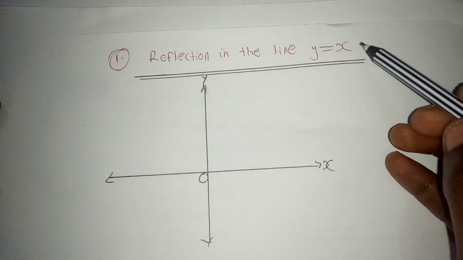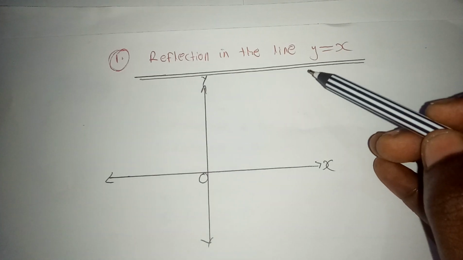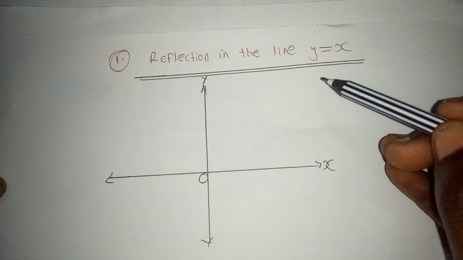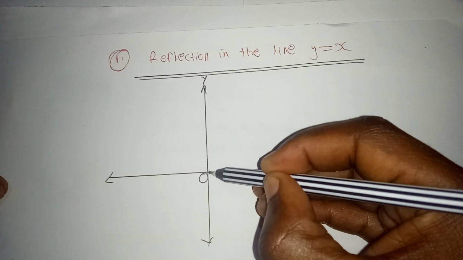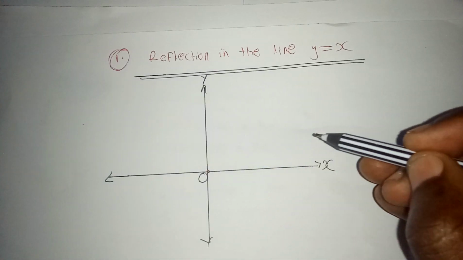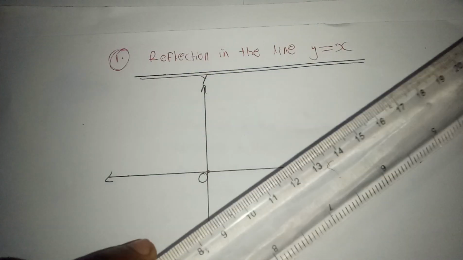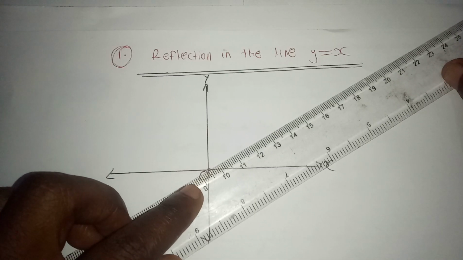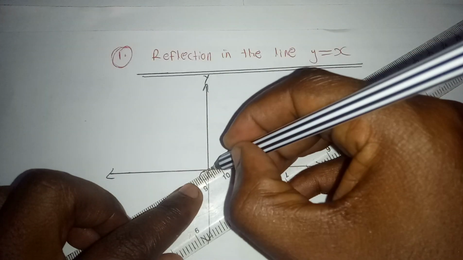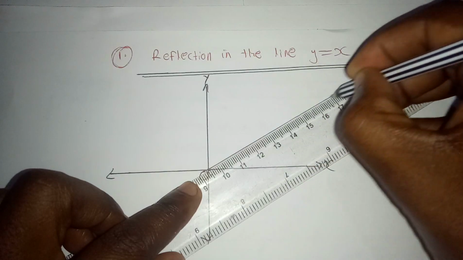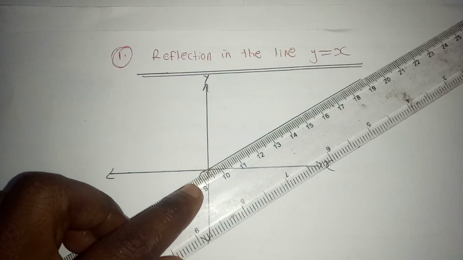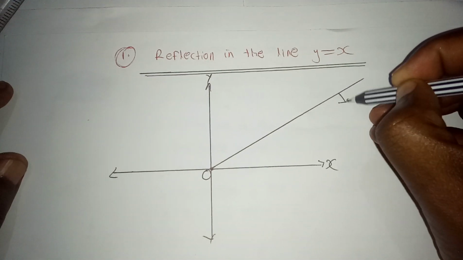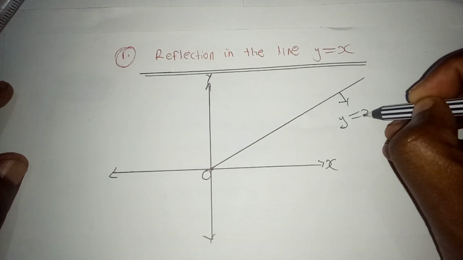Now when we say y equals x, it means whatever value of x should be equated to the value of y. For example, if x is 0, it also means that y will be 0. So you start at the origin. This line, you just have to know that it passes through the origin. So I'll draw a line like this. That is the line, and this line, ladies and gentlemen, is called y equals x.